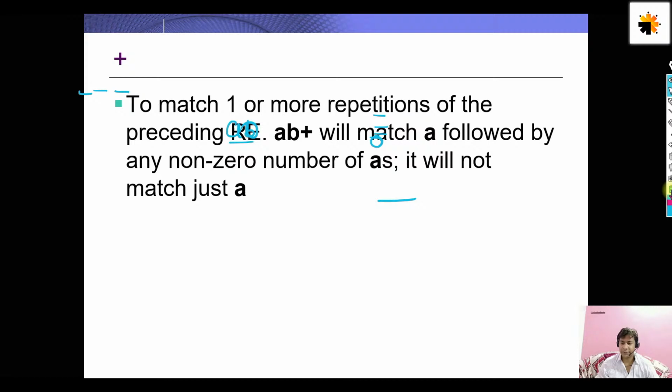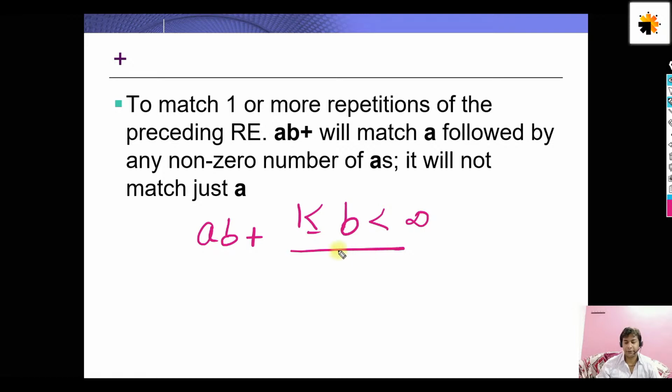Now next one is plus. What is the meaning of plus here? Plus means like a star, but here at least one occurrence. It means that mathematically I can say A, B plus means B can repeat from 1 to infinity. Means at least one B must be present. That is the difference between star and plus.